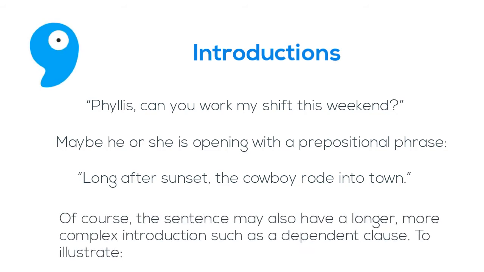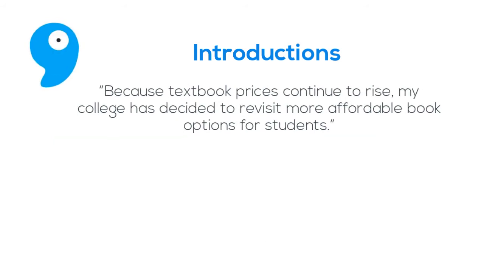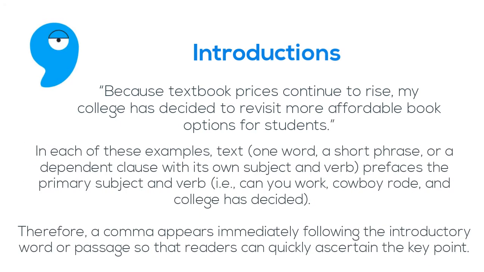Of course, the sentence may also have a longer, more complex introduction, such as a dependent clause. To illustrate, because textbook prices continue to rise, my college has decided to revisit more affordable book options for students. In each of these examples, one word, a short phrase, or a dependent clause with its own subject and verb prefaces the primary subject and verb, i.e., can you work, cowboy rode, and college has decided. Therefore, a comma appears immediately following the introductory word or passage so that readers can quickly ascertain the key point.